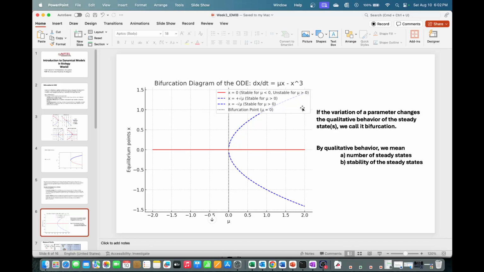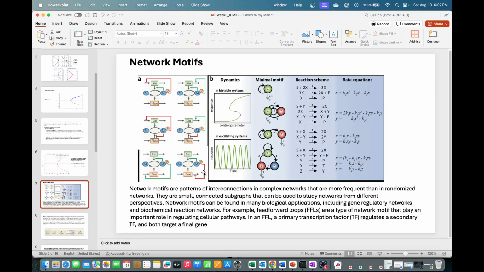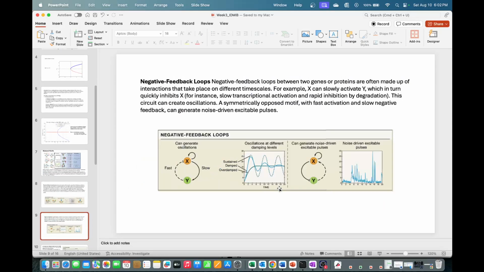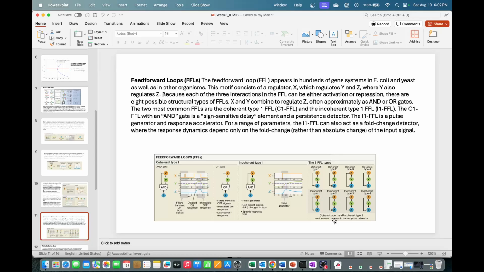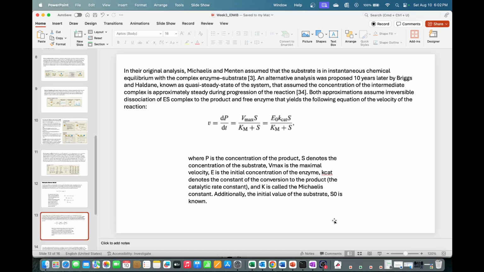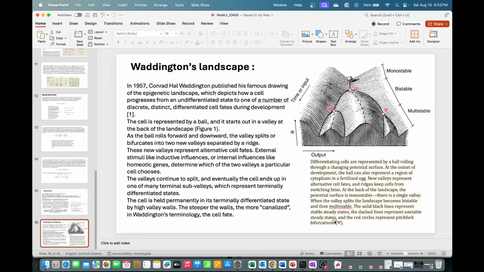with the parameter. Next we looked at different types of network motifs, how different types of these motifs can bring about different types of dynamics: positive feedback loops, how the dynamics look, same with negative feedback loops and auto-regulation, and why their dynamics are important. And feed-forward loops, which have multiple elements that directly and also indirectly influence the final product as well. Then we looked at the Michaelis-Menten model and its various implications. And at the end, we looked at the Hill function and Waddington's landscape.